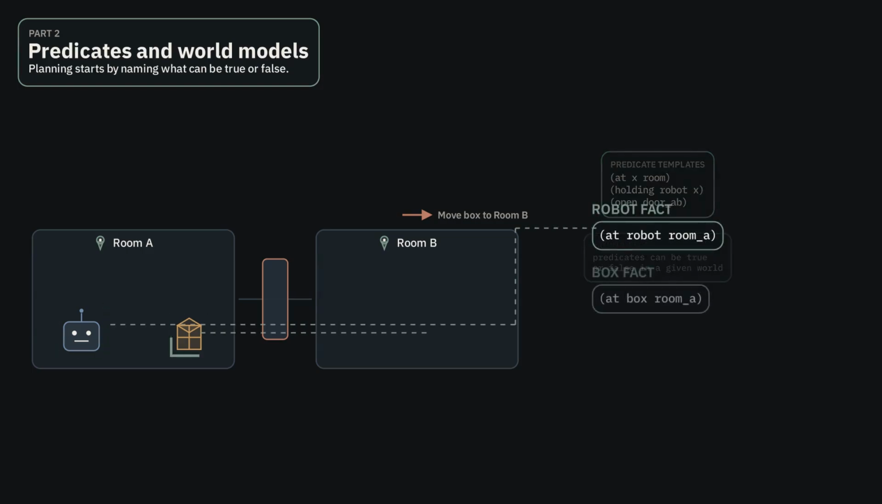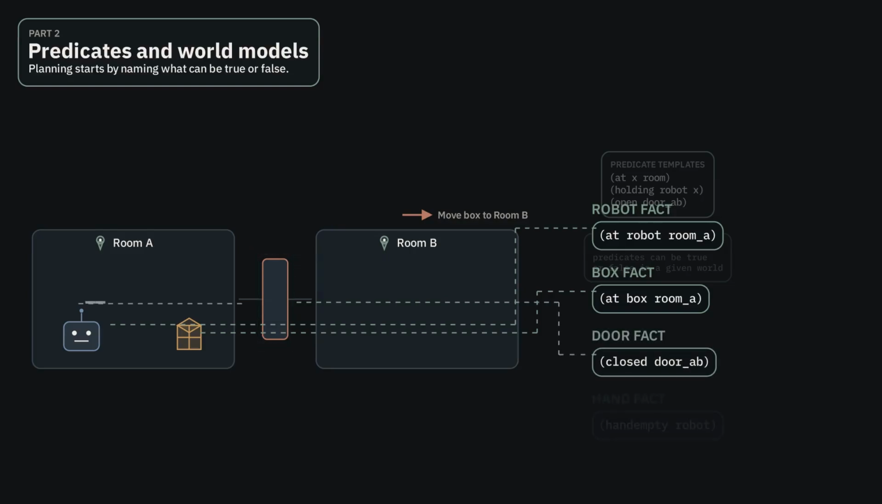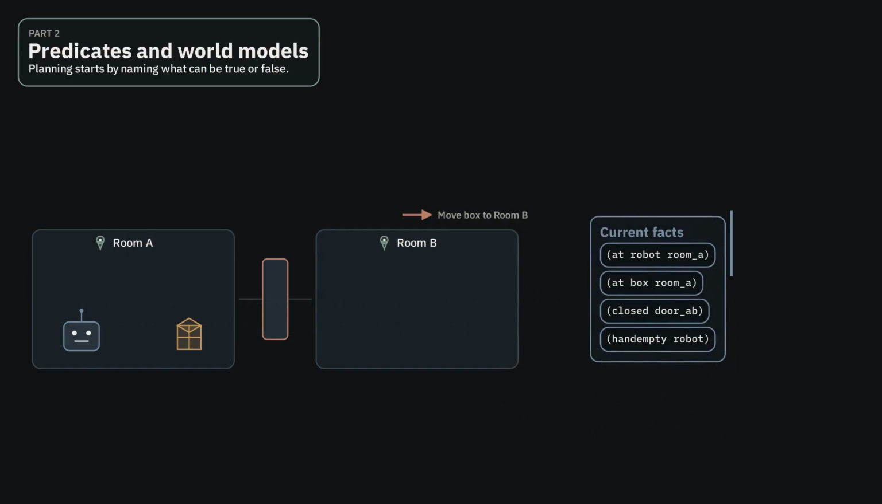Now look at our little world. We can turn the scene into concrete facts. The robot is in room A. The box is in room A. The door is closed. And the robot has an empty hand. This is the crucial move in planning. We convert a messy physical situation into a symbolic model. Once that conversion is done, the planner can reason on the symbols instead of on raw reality.